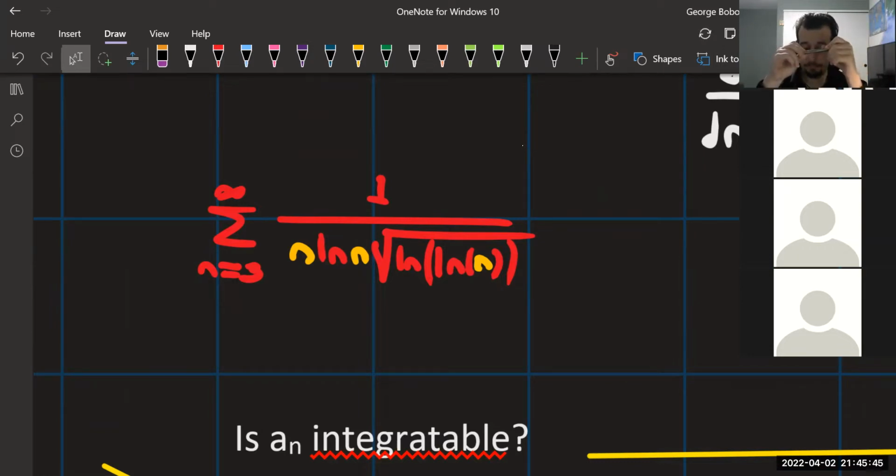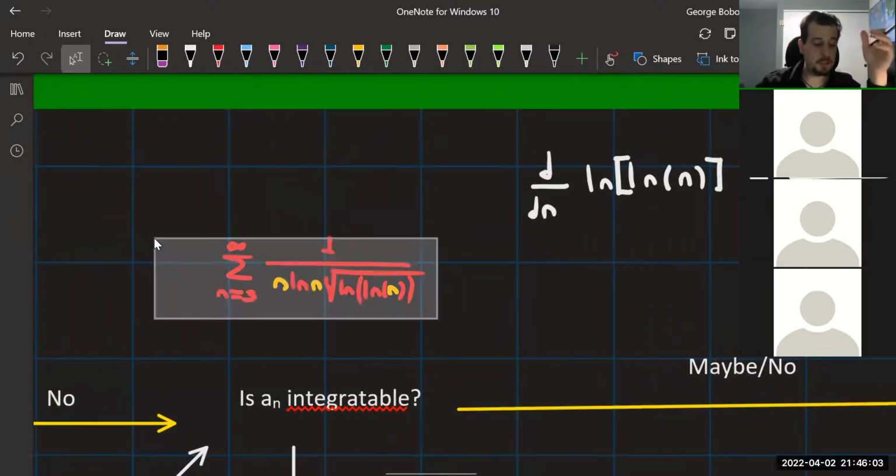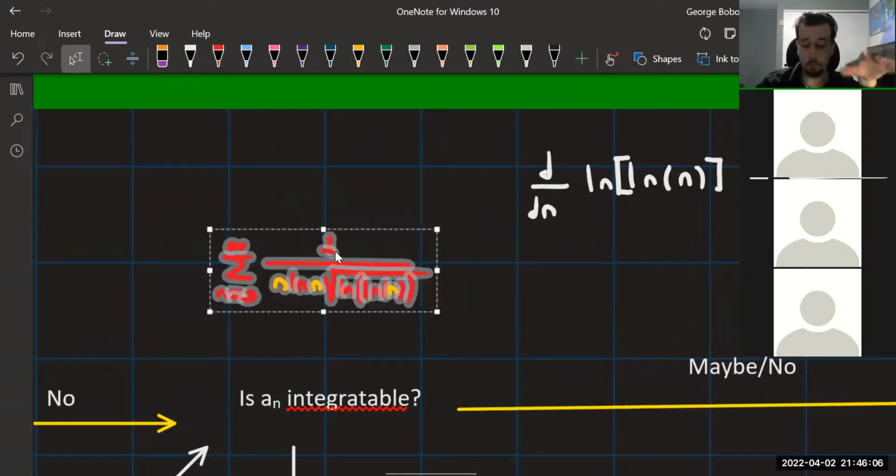Doesn't it cancel with n ln n on the outside? If we do a u sub, it does. So maybe we should integrate it. Because if that's such a simple u sub, you're only going to have to integrate here really 1 over the square root of u. Think about it.